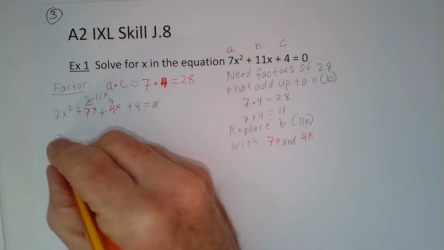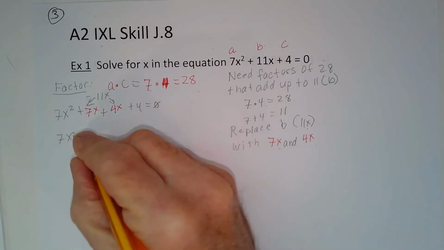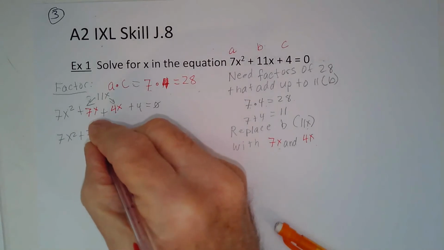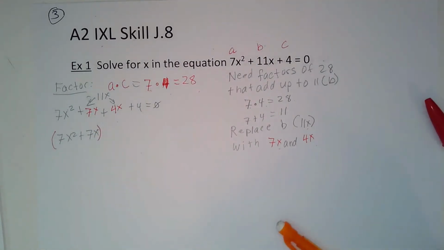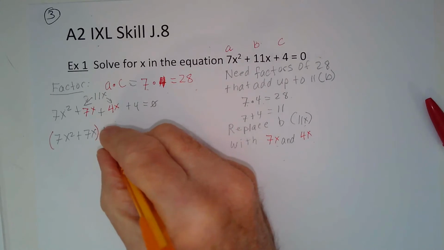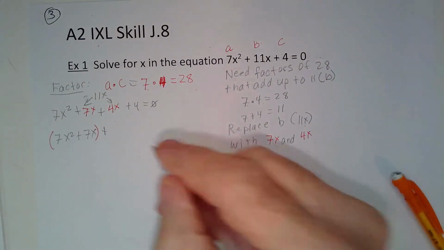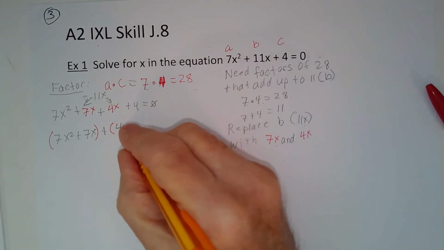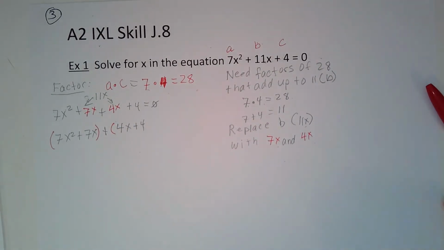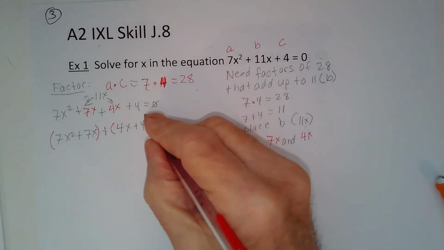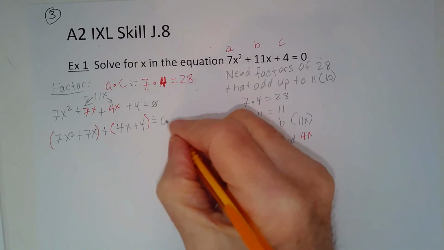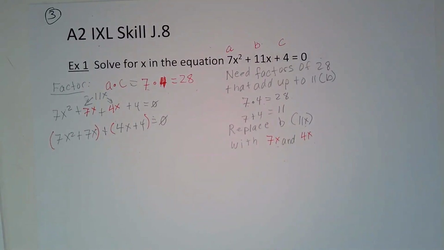So we have 7x squared plus 7x, and I'm going to put parentheses around that binomial, plus 4x plus 4. And I'll again close that parentheses, and that equals 0. All right. So now that we've done that, we can go ahead and actually do our factoring.